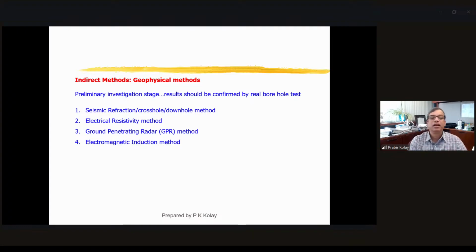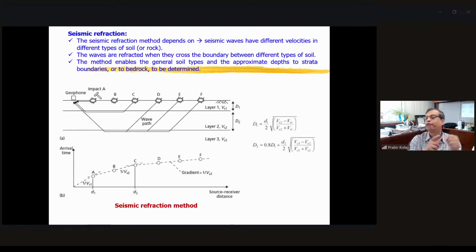There are geophysical methods. Obviously these are indirect methods. One is the seismic refraction method, cross hole, or it can be a downhole method. Then electrical methods, such as GPR, ground penetrating radar, or electromagnetic induction method. Most of it is seismic refraction. What you need to do is, basically, we have a geophone, and you hammer at a particular site, and then you have a special geophone.